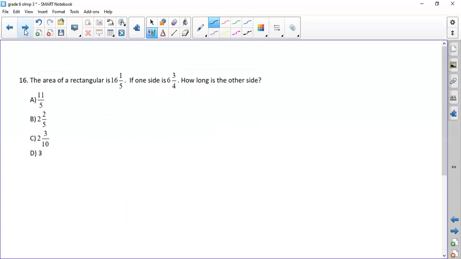The area of a rectangle is 16 and 1 over 2. If one side is 6 and 3 over 4, how long is the other side? So what is given? It is given the area of a rectangle. So we have a rectangle.